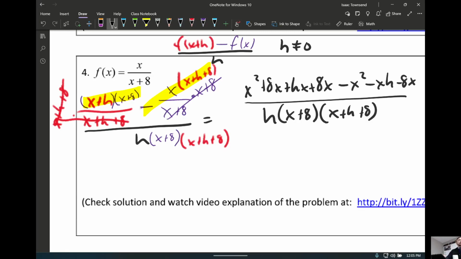I realize, again, that simplifying complex fractions is not the easiest algebra skill, but it does show up as you guys are moving up in mathematics. So it's good to know how to deal with that. Now it should finish just like the first two types did. Most of this stuff should go to 0. x squared minus x squared, 8x minus 8x, plus xh minus xh.